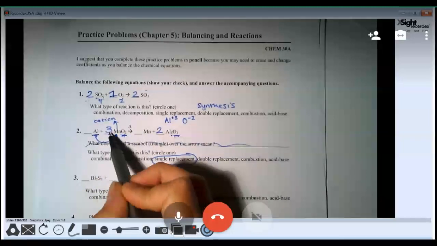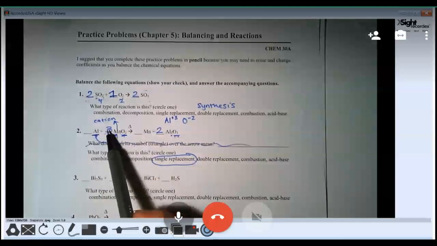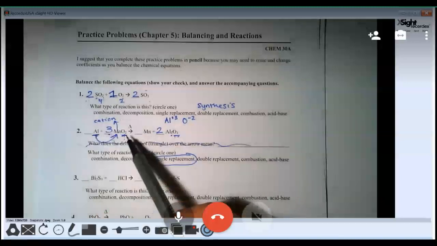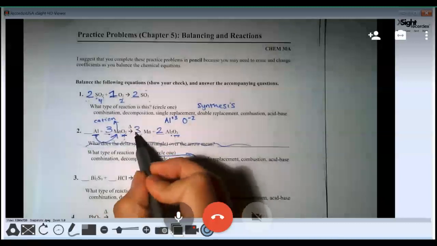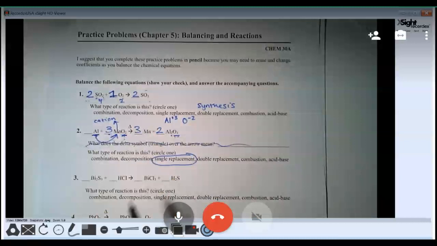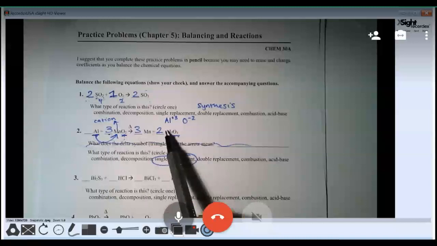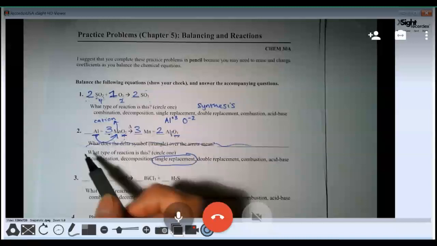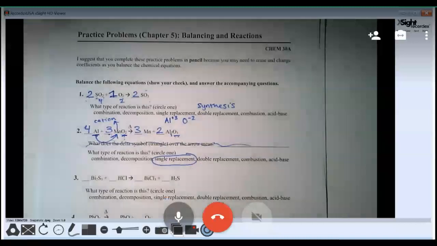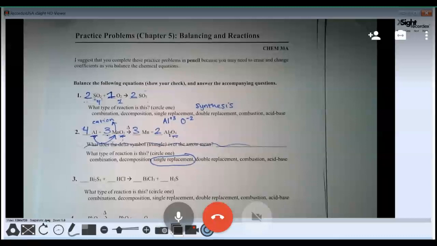And then from there, I messed up manganese. I have 3 manganese over on my reactant side now, so I need to put a 3 in front of the manganese on the product side. And then I need to balance aluminum. I have 2 times 2, so I have 4 aluminums on the product side. So I'm going to put a 4 in front of aluminum on the reactant side. Questions on that? Does that make sense to everybody? Alright. If we're good, then I'll just keep going.